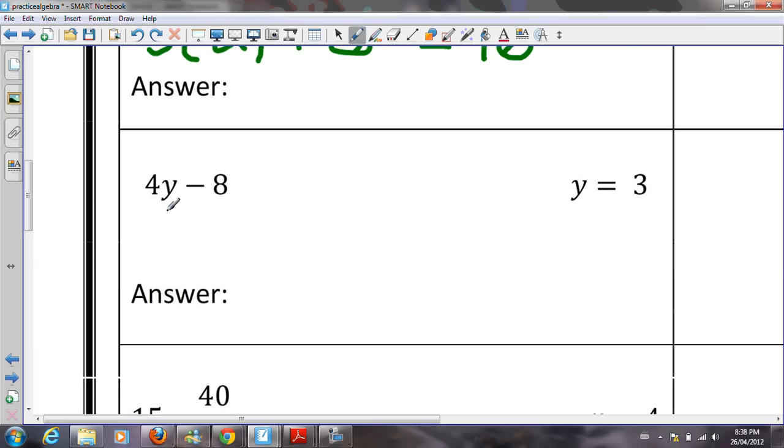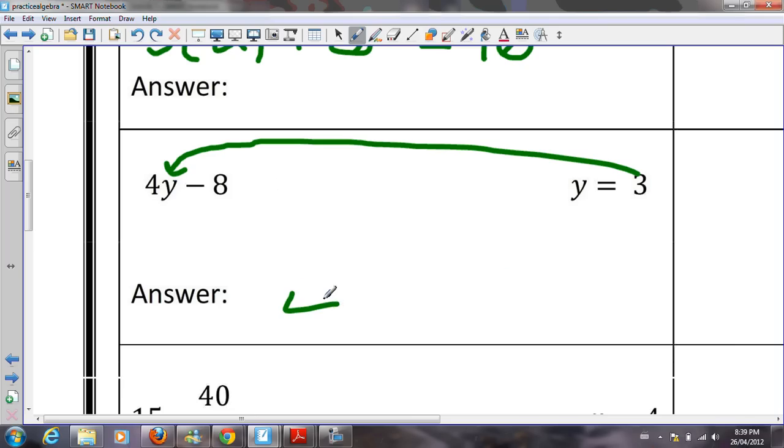When you're looking at this one here, we could use y. Usually we stick to x's and y's in math. Put 3 in for y. And of course, 4 times 3 is 12. Take away 8 will give you 4 for your answer.